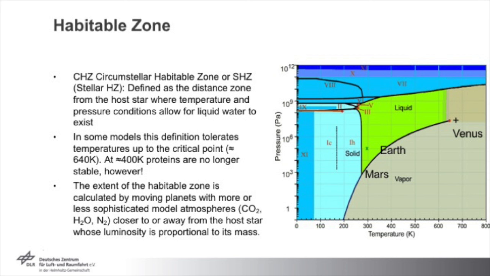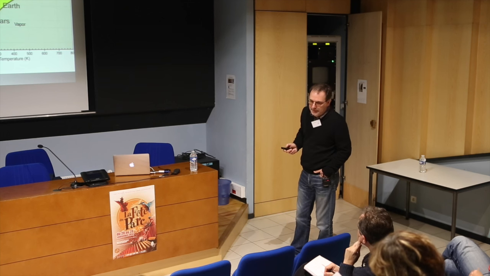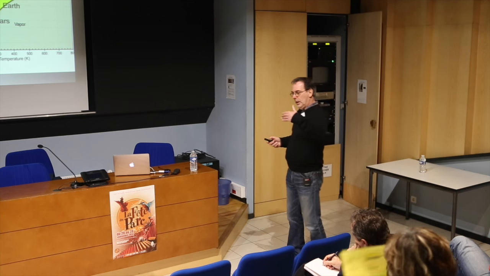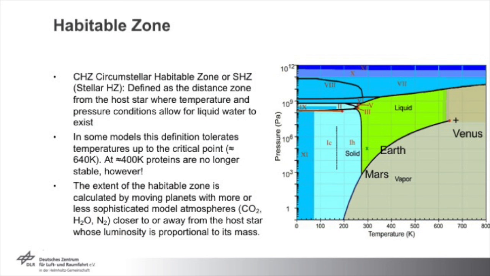Now, moving on to the habitable zone in a planetary system. There is this thing called the circumstellar habitable zone, CHZ, or SHZ, the stellar habitable zone. People use these definitions interchangeably, I think. It is defined as the distance from the host star where temperature and pressure conditions allow for liquid water to exist, and I should have said here, on the surface. So you're looking at planets, the surface temperature of which, in their atmospheres, allows for the existence of water.